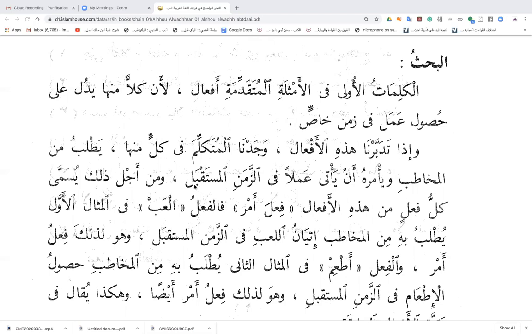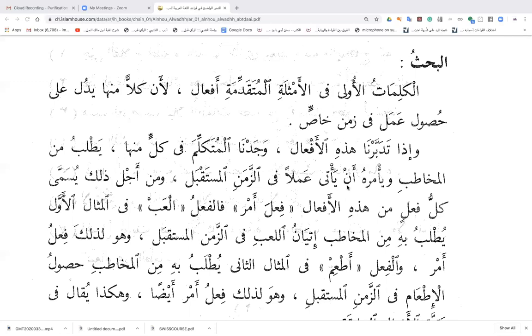Wow, this is really nice language, mashallah. So we would discover that the speaker, المتكلم, from kalam, في كل منها, in every one of those sentences, يطلب, requested, من المخاطب, from the one he's addressing, ويأمره, and also commanded him, and يأتي, to perform amalan, an action, في زمن المستقبل, in the future. ومن أجل ذلك يسمى كل فعل من هذه الأفعال فعل أمر. Because of that, every single one of these verbs is called فعل أمر. Because why? It's right here.